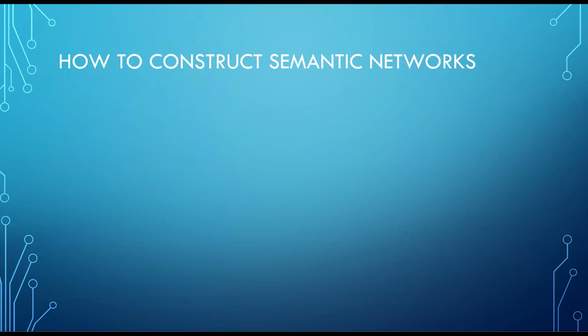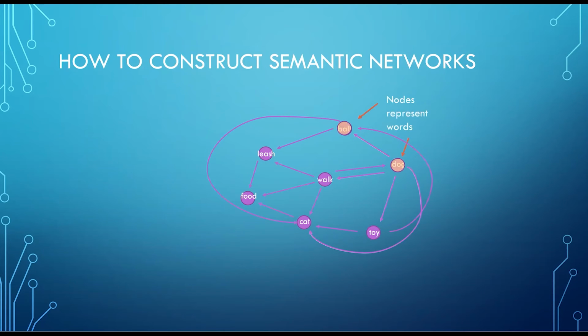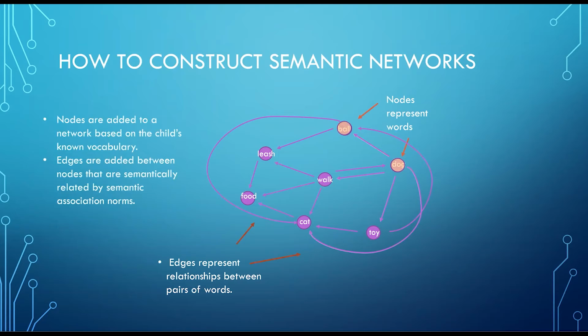So we can bring the vocabulary and word association data together by representing them as networks. The 2 main components that make up a semantic network are nodes and edges, where nodes represent the words and edges represent the semantic relationship between words. Just to reiterate, the nodes are added to a network based on a child's known vocabulary via the CDI, and edges are added between nodes that are semantically related based on word association norms.